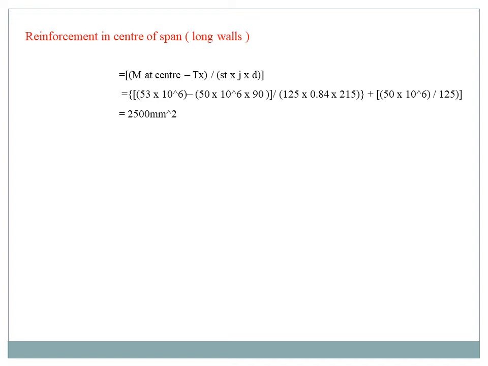So we know all the values, so just apply the values, you get the answer. Our answer is 2500 mm square. So half the bars from the inner face of the support. We need to find out, in the inner face of the wall, half of the reinforcement.